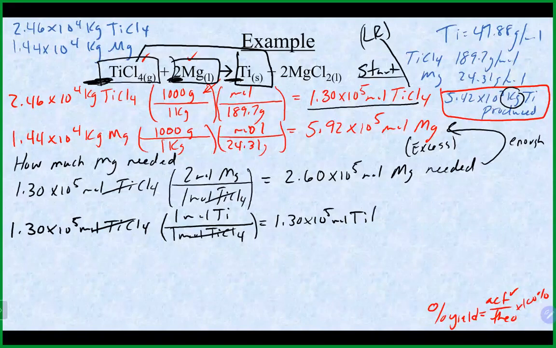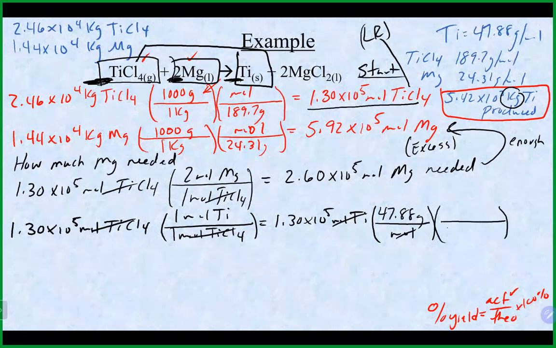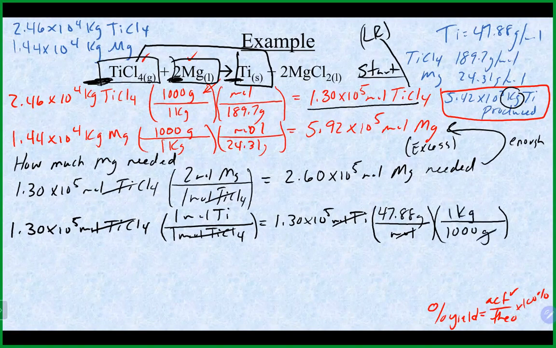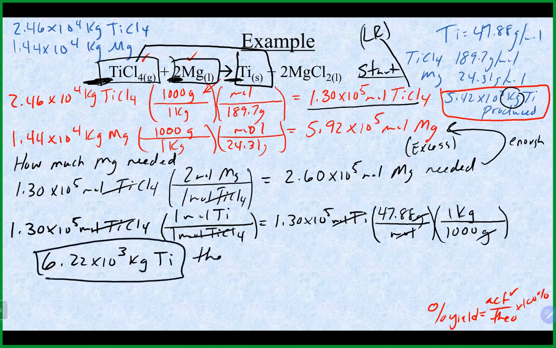I'm going to use the molar mass from the periodic table for Ti, which would be 47.88 grams per mole. Those cancel. And since I want it in kilograms, I'm going to use 1,000 grams in a kilogram to get me into the right units. So taking 1.3 times 10 to the 5th times 47.88 divided by 1,000, that is going to get me 6.22 times 10 to the 3 kilograms of Ti. That would be my theoretical yield.